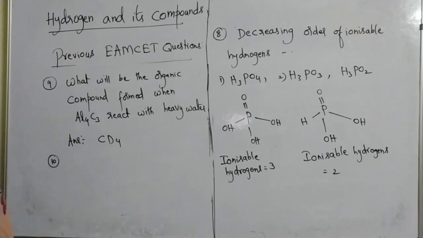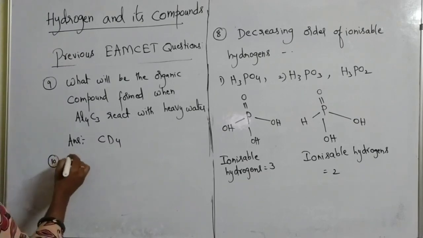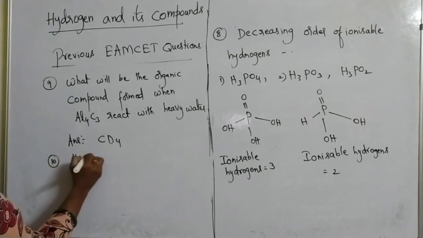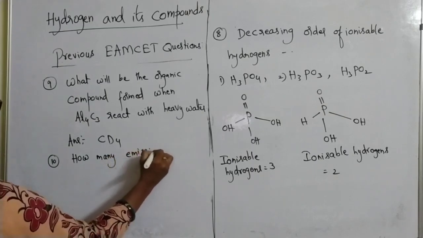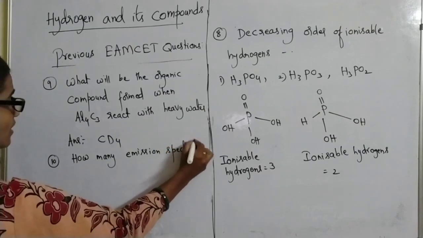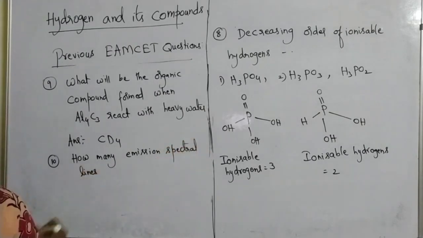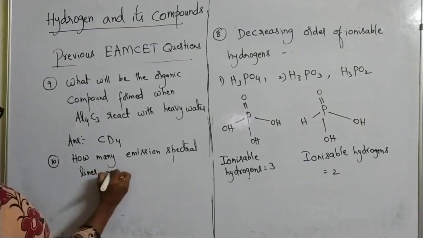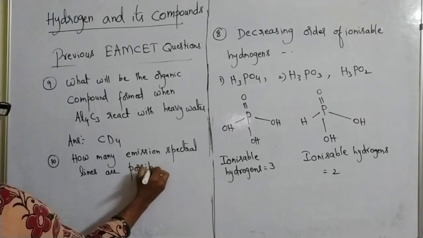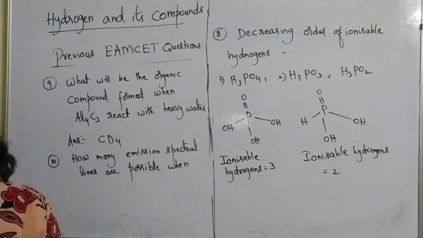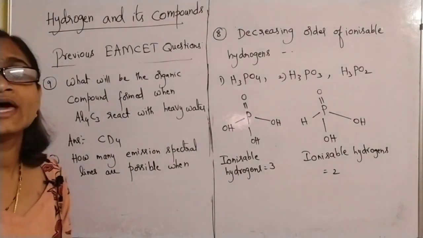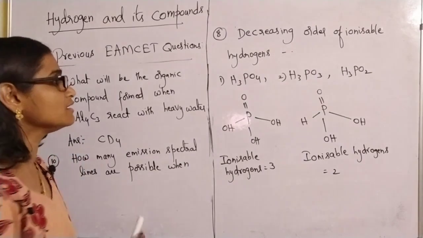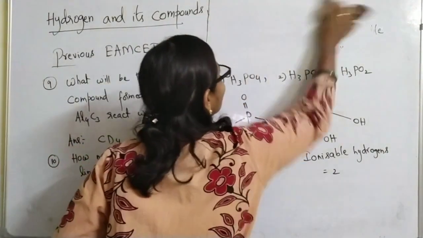Once check. How many emission spectral lines are possible? This is also very important. How many emission spectral lines are possible when hydrogen atom is excited to nth energy level? For spectral lines, n into n minus 1 by 2 is the formula. Okay, you have the formula of spectral lines.